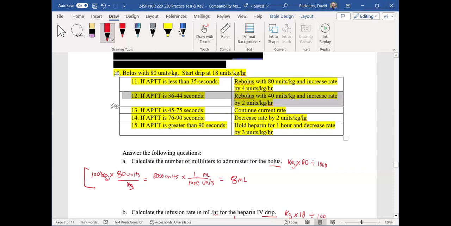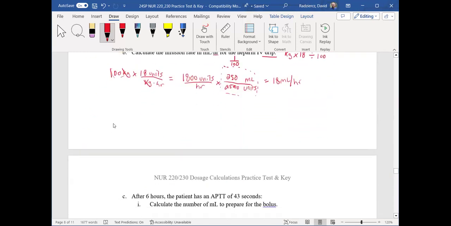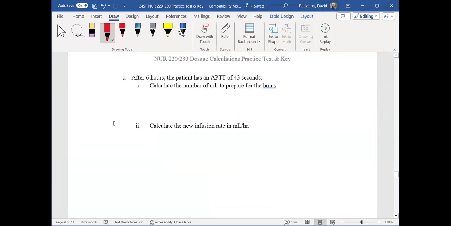We have a patient that weighs 100 kilograms. So the first thing I'm going to do is do this again, but use the 40 units per kilogram. So I'm going to take my patient that weighs 100 kilograms times the 40 units this time, which will give me 4,000 units.